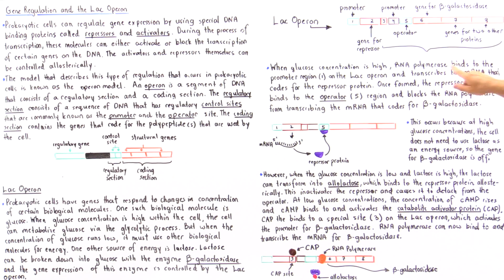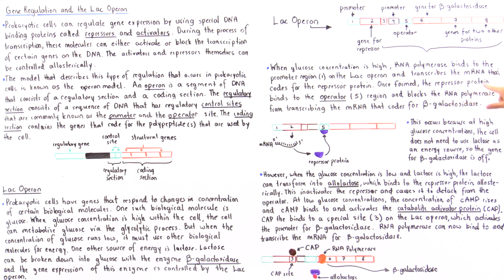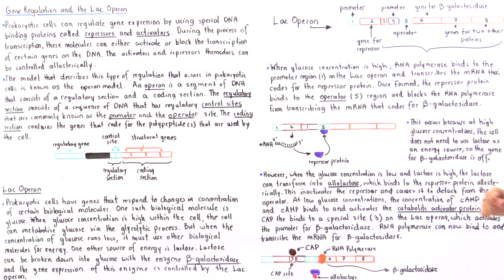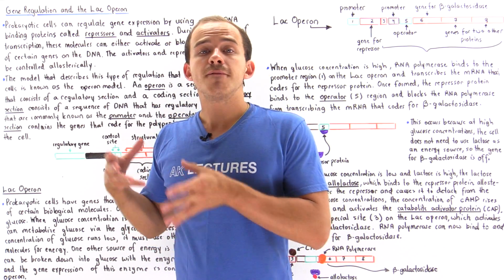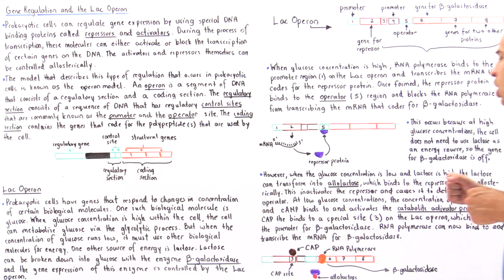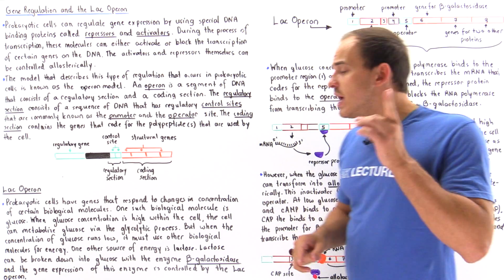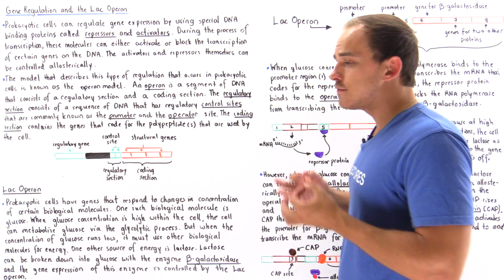So once formed, the repressor protein binds to the operator region and blocks the RNA polymerase from transcribing the mRNA molecule that codes for the beta-galactosidase, as well as these other 2 types of genes. Now, why exactly does the cell need to block the transcription of these mRNA molecules that code for the proteins that break down lactose? This is because inside the cell we have a high concentration of glucose.